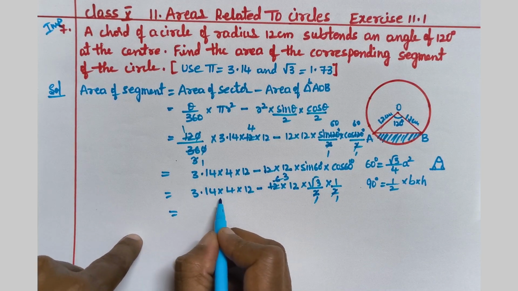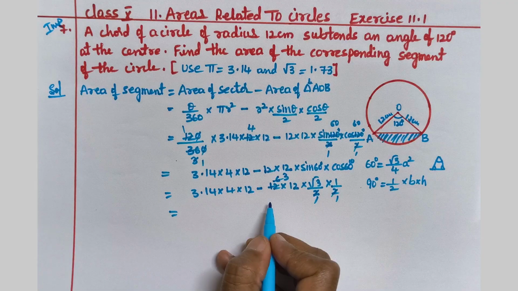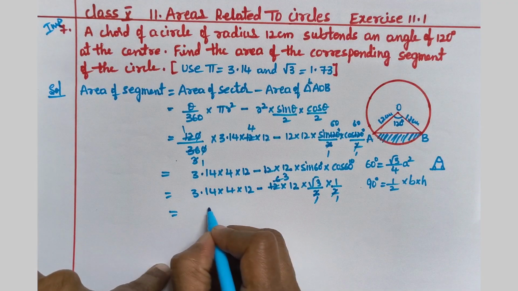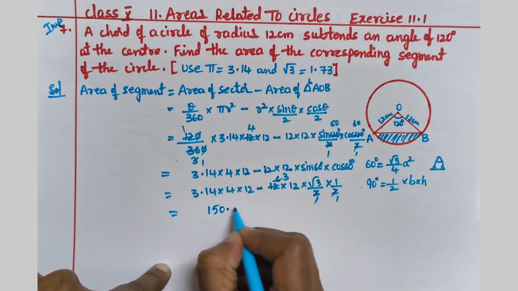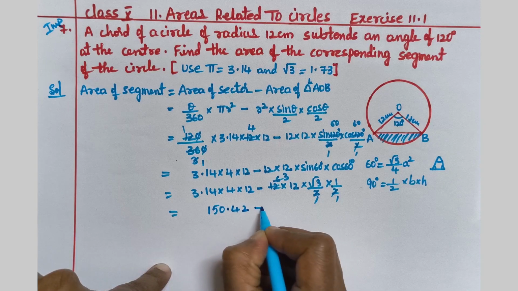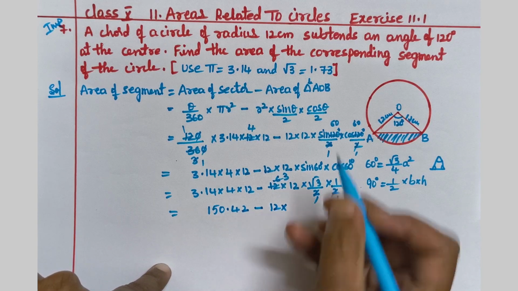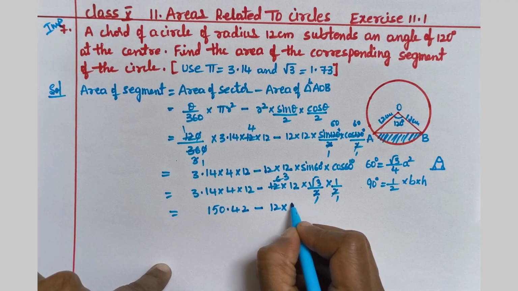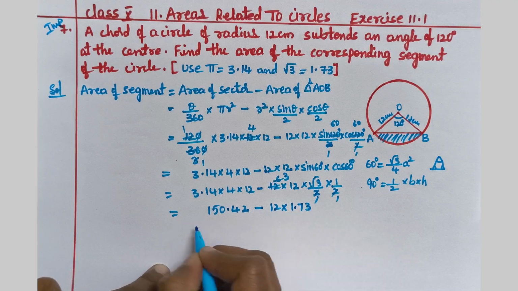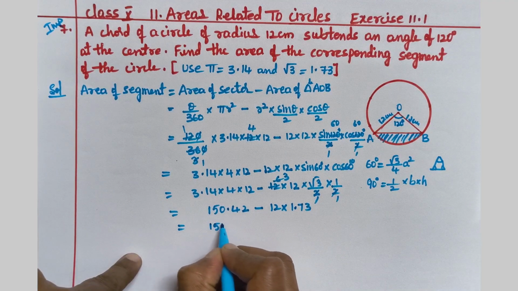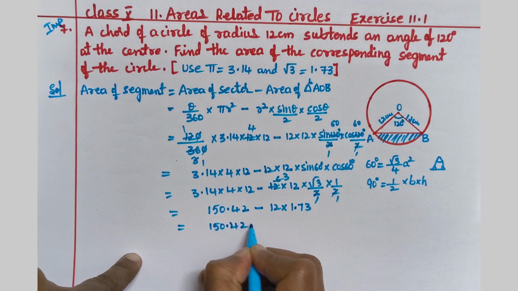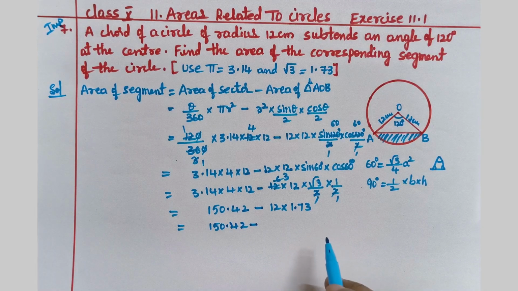See here, 3.14 into 4 into 12. What will you get? 150.42. Here you will get 150.42. Minus, what is the remainder? 3 fours are 12. 12 into root 3, and the root 3 value is given as 1.73. So 150.42 minus 12 into 1.73.